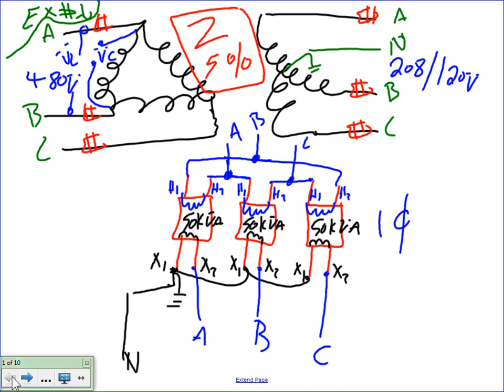Before I move on, the most important thing is to understand the system. Everybody understand what the system is? Delta-Y, how it's hooked up together. And the red ones, guys, are fuses.